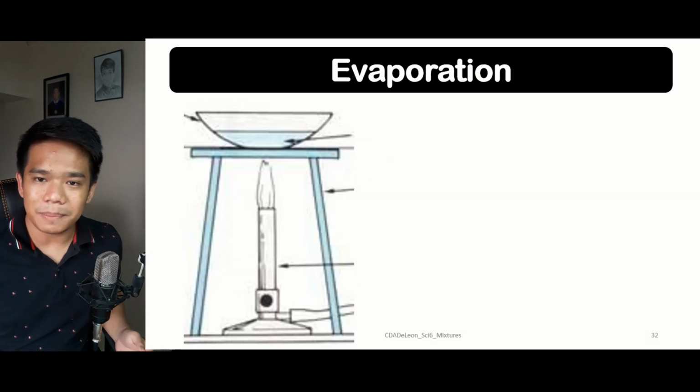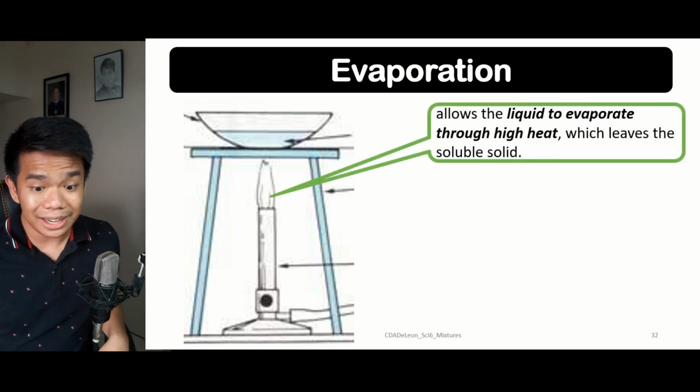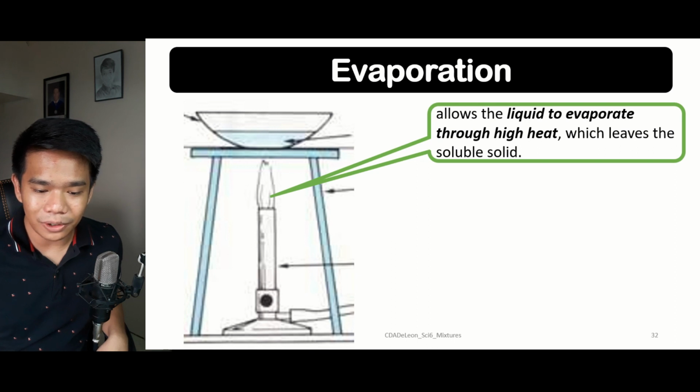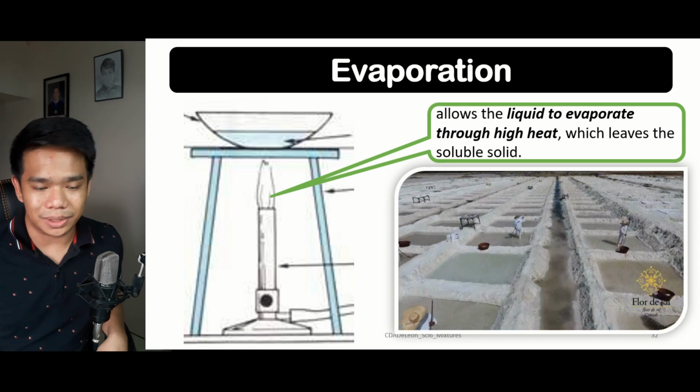Okay, another method of separating mixtures is the idea of evaporation, which uses heat in order to evaporate liquids through high heat. Usually evaporation is used for separating mixtures or solutions which have a dissolved solid in them. The best example for it is separating salt from seawater.